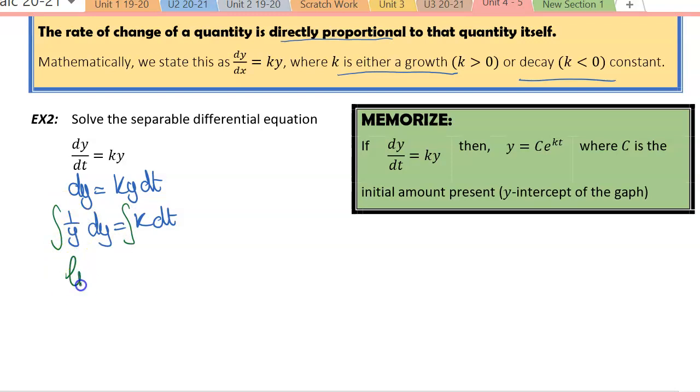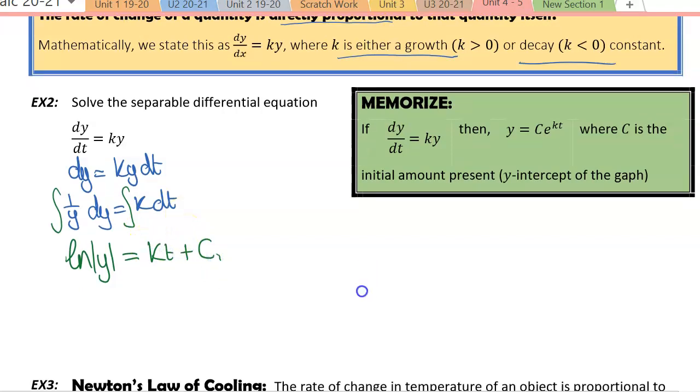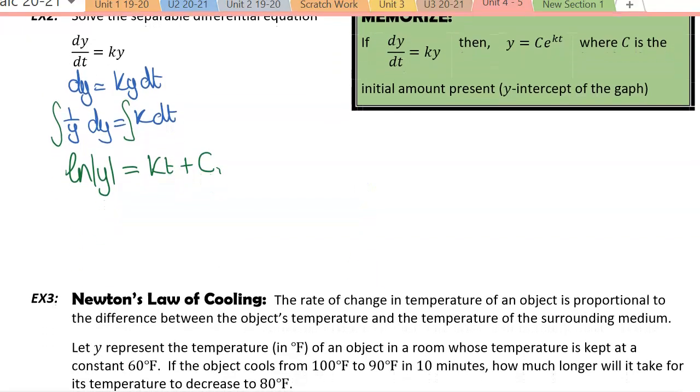This gives me the natural log of the absolute value of y on the left, equals, I'm integrating a number in terms of t, so that's going to give me kt plus some c value. All right, so if we put everything to the power of e, then on the left side I've got the absolute value of y equals this right side, which is e to the kt plus some c value.